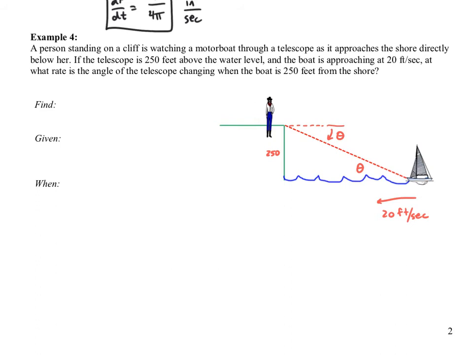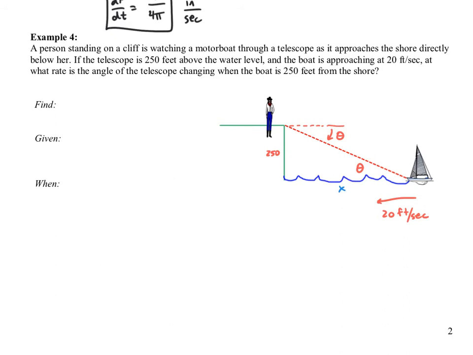Let's go ahead and give the horizontal x. We don't need to worry about the hypotenuse. That actually isn't going to impact the problem. And the vertical is always 250, which means we don't need a variable there either because it doesn't change.